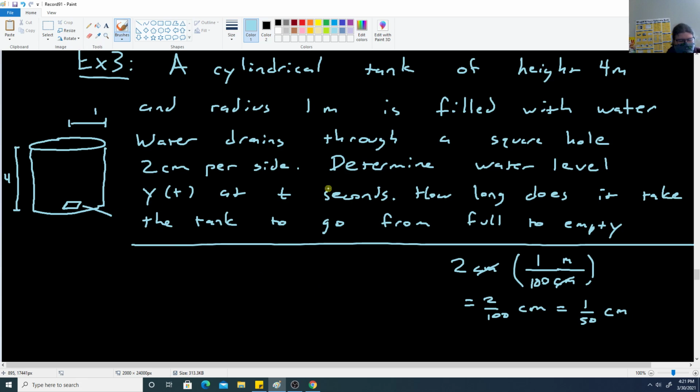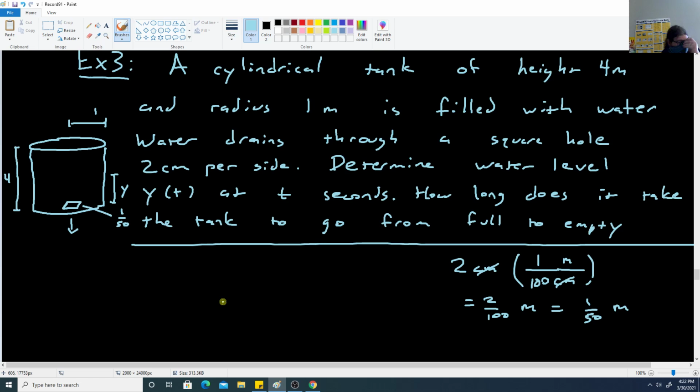Sorry, I made a mistake. Centimeters canceled, we're left with meters. That's 2 over 100 meters, which is 1 over 50 meters. So this will be 1/50 per side. So water's going to leave the bottom, and first of all, we want some expression of, if you're at a time t, what's your current water level? And then later we want to use that and say how long does it take the tank to completely drain if it started out completely full.